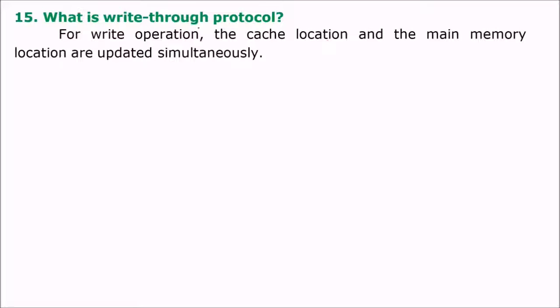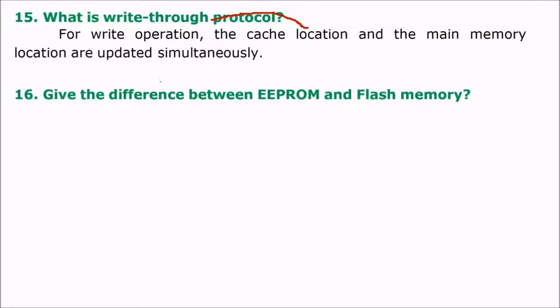What is write through protocol? It is related to cache memory. For a write operation, the cache location and the main memory location are updated simultaneously. Okay, this is write through protocol.